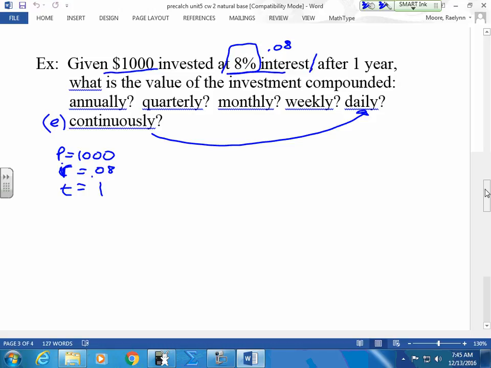I want to know after 1 year how much did I accrue? What do these guys represent? What variable? N. This is your N. So annual N is 1. Quarterly N is 4. Monthly N is 12. Weekly and daily. So let's just set up a basic formula.